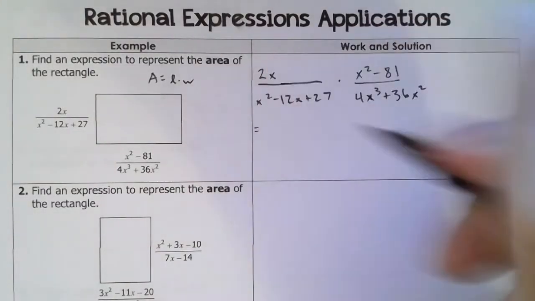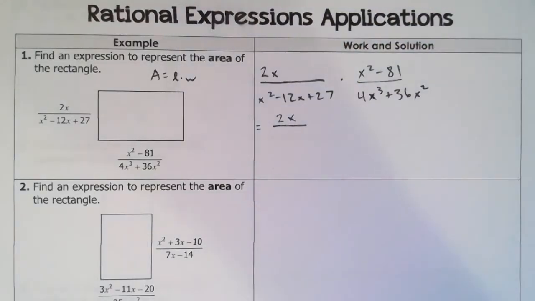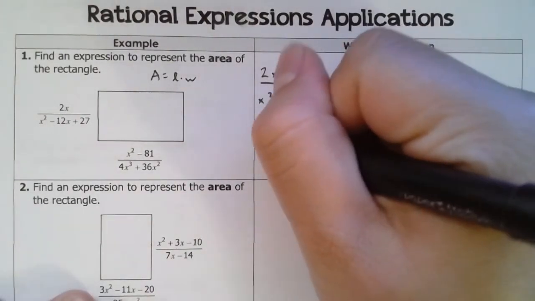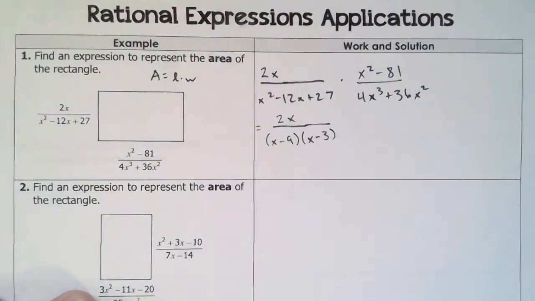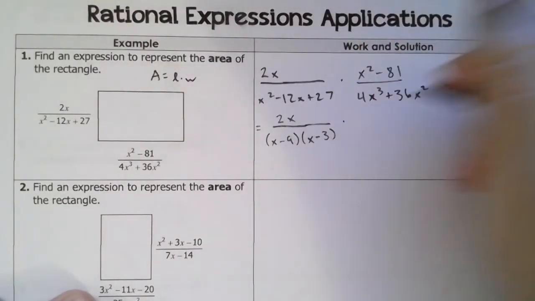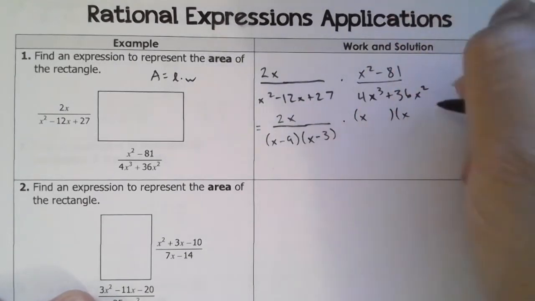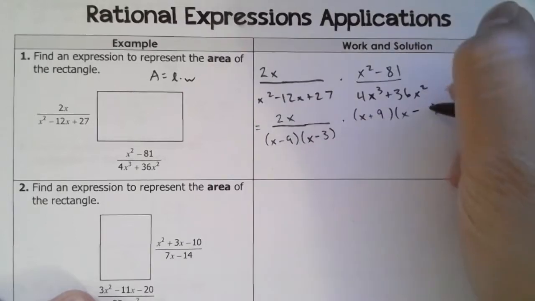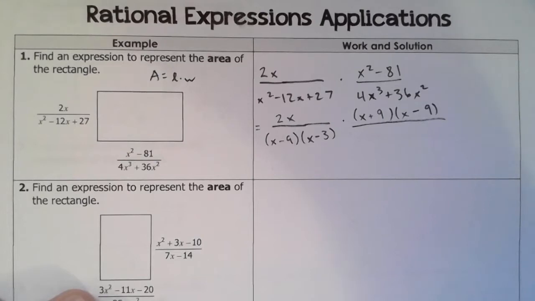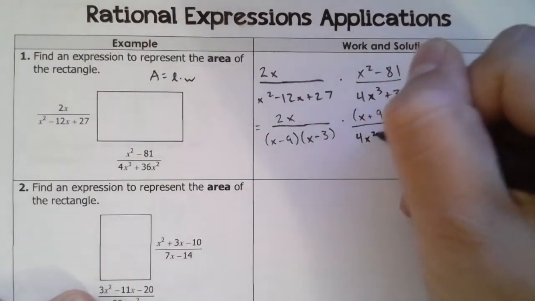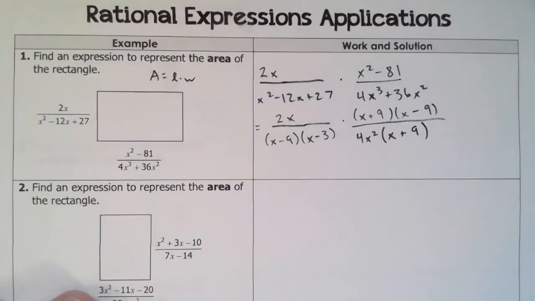So the first one here, I have 2x on top. For the denominator, x squared minus 12x plus 27, I'm going to want to factor this, and I get x minus 3 times x minus 9. For the second one, the numerator is a difference of squares, so I have x minus 9 and x plus 9. And then the denominator, it looks like I can factor out 4x squared, and when I do that, I get x plus 9.